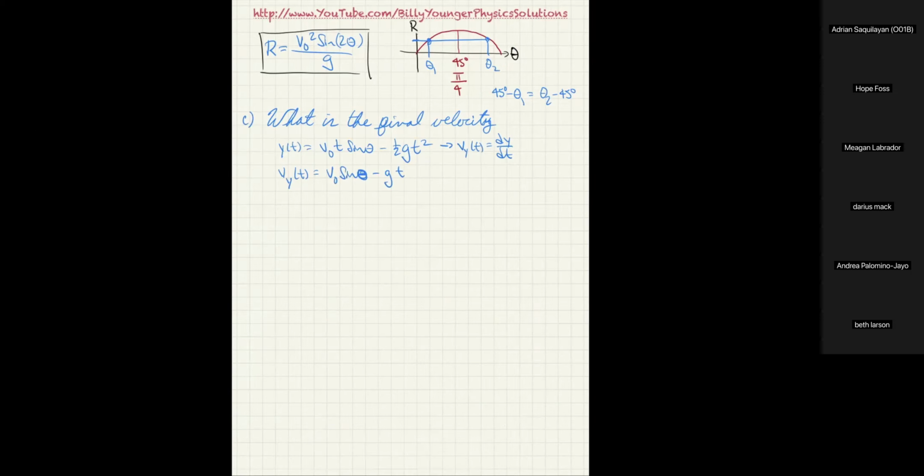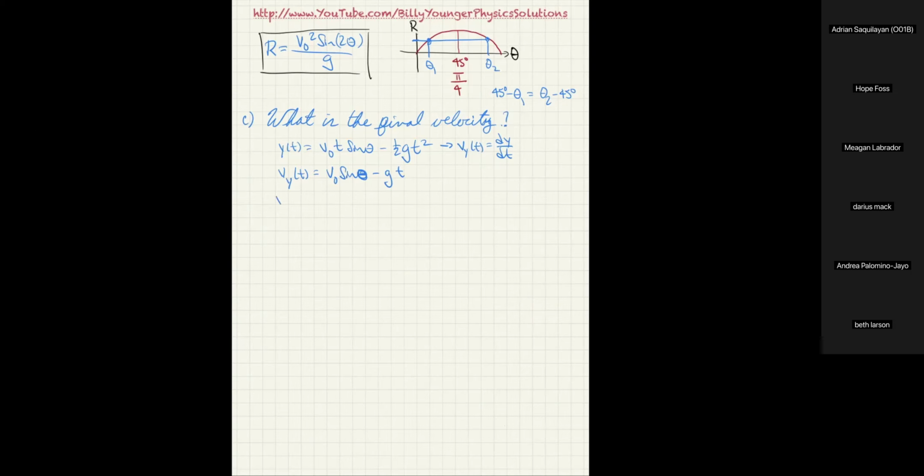If I wanted to take another derivative, I could find the y acceleration as a function of time, and you'd see that that would give me, of course, negative g. But that's not really needed here. I just wanted to point that out to you. So what I'm going to first find is the final y component of velocity. And I will use the fact that the x component of velocity doesn't change because there's no acceleration in the x direction.